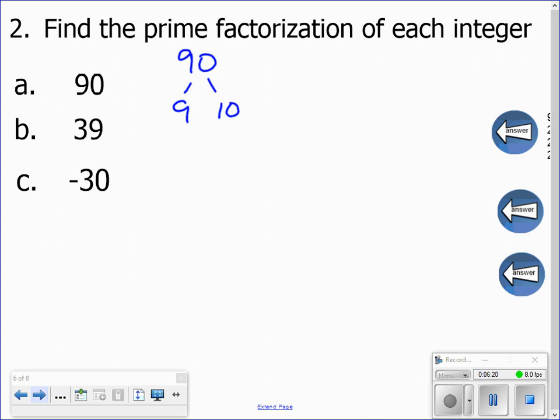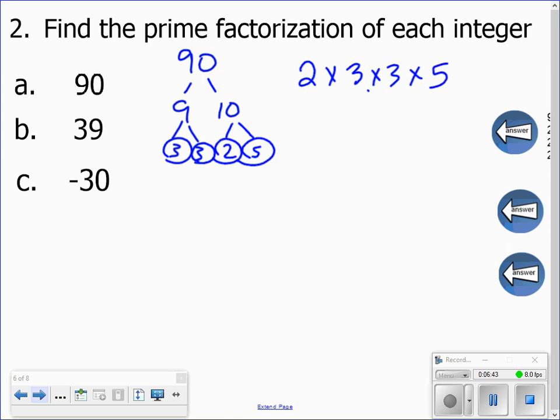Because 9 and 10 are not prime numbers, I need to break up both of those. 9 can be broken up into 3 and 3. 10 can be broken up into 2 and 5. And so I have my prime factors here: 3, 3, 2, and 5. And so when we're writing out the prime factorization for this number, it would be 2 times 3 times 3 times 5.